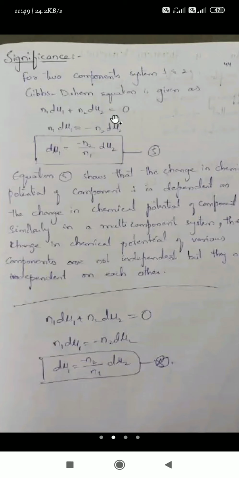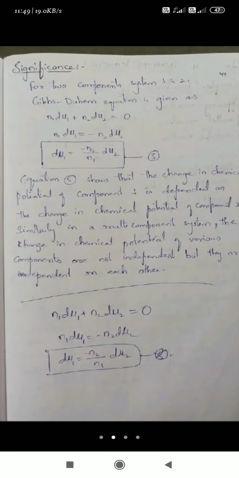Suppose I consider only two components. I can write it as n1 d mu1 plus n2 d mu2 equal to 0, so d mu1 equals minus n2 by n1 d mu2. This states that the chemical potential of component 1 is dependent on the chemical potential of component 2. Similarly, in a multi-component system, the changes in chemical potential of the various components are dependent on one another, they are not independent of each other.